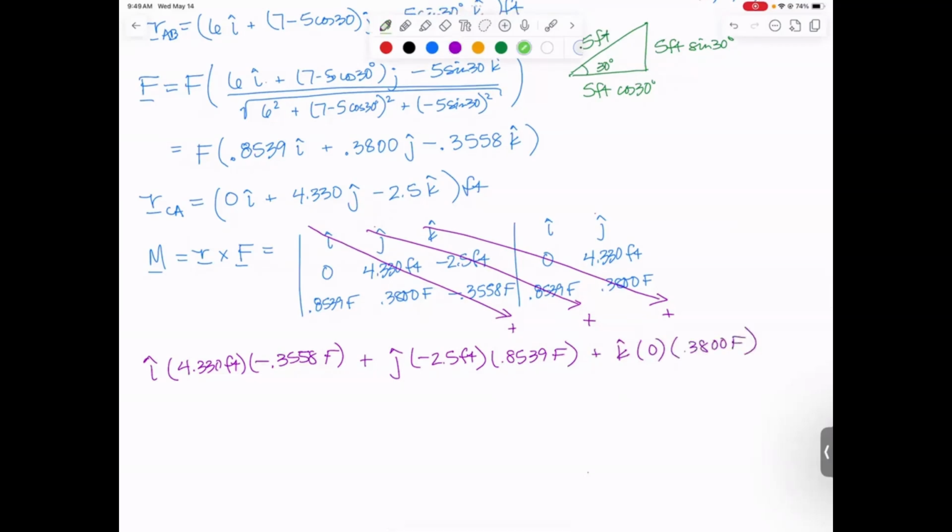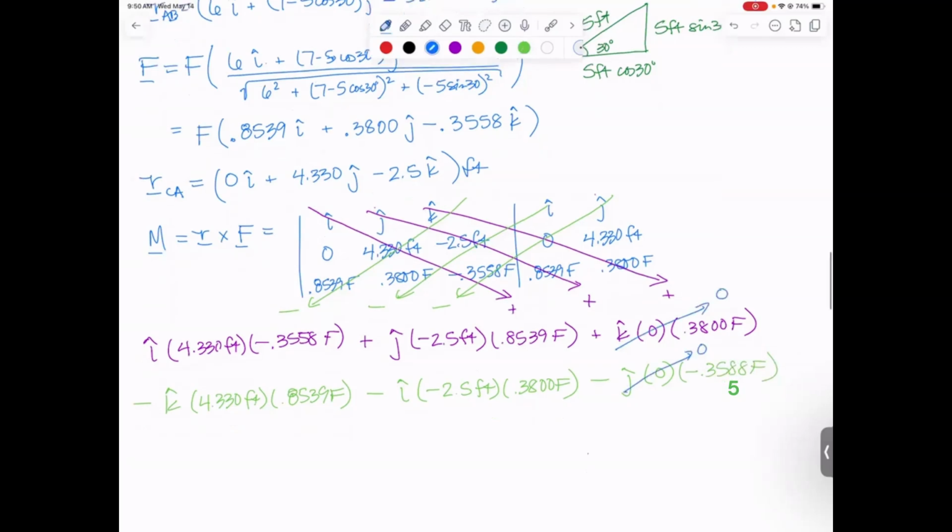Next, we have to go the other direction. So we go downhill to the left, minus, minus, minus. Every time we draw one of these, we need to be able to multiply three things together. And that's why we wrote those other two columns down over here, so that we could go all the way across with 3. So our minus becomes a K times 4.330 feet times 0.8539 F. Then we have minus I times minus 2.5 feet times 0.3800 F. And finally, minus J times 0 times minus 0.358 F. Now those zeros are 0.